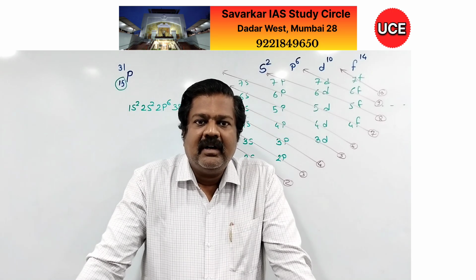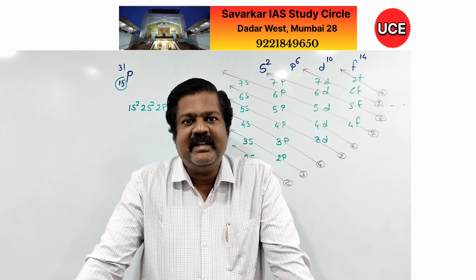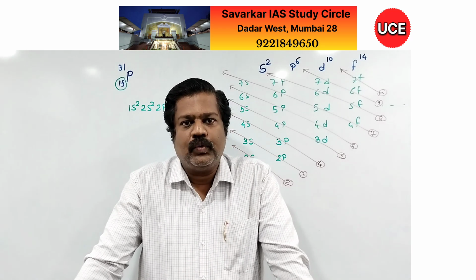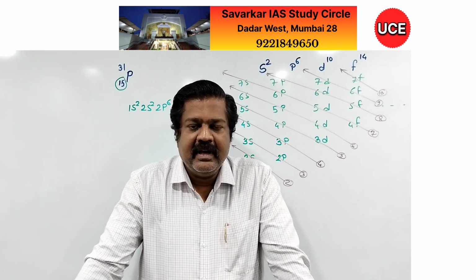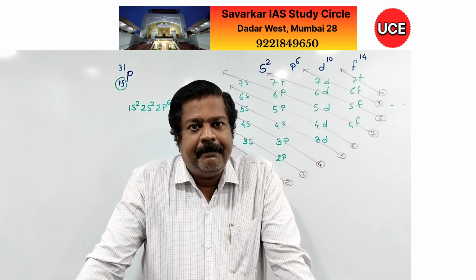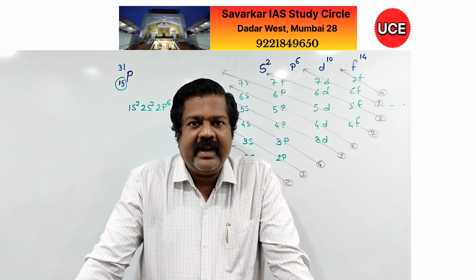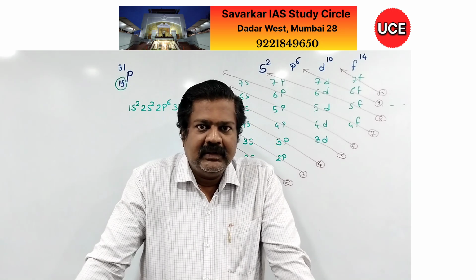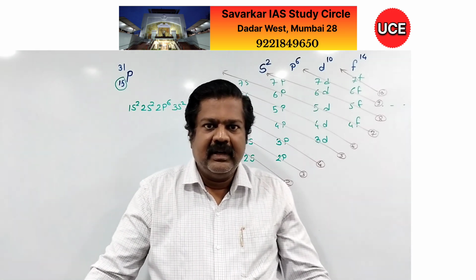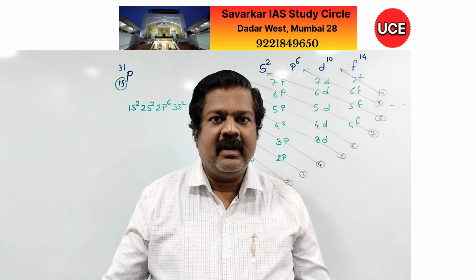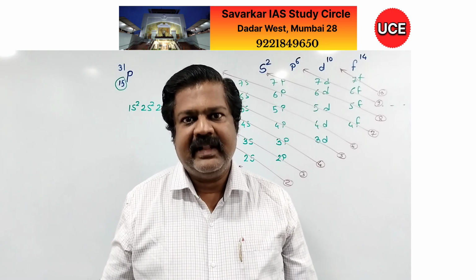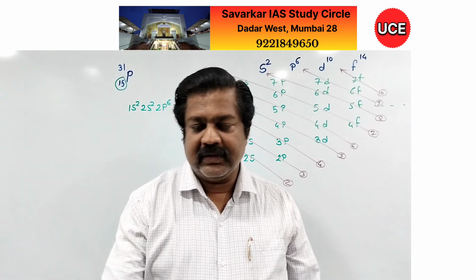That is called Hund's rule of maximum multiplicity. What is that called? Hund's rule of maximum multiplicity. That says that when degenerate orbitals are available... First let me clear the concept of degenerate orbitals. Degenerate orbitals means orbitals having the same energy level. Then they are called degenerate orbitals.